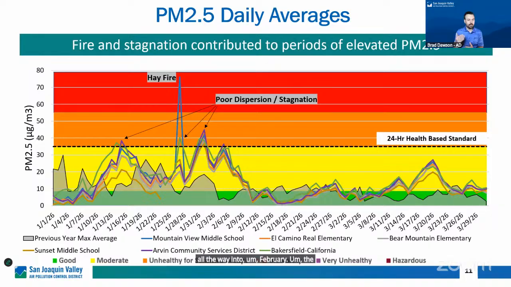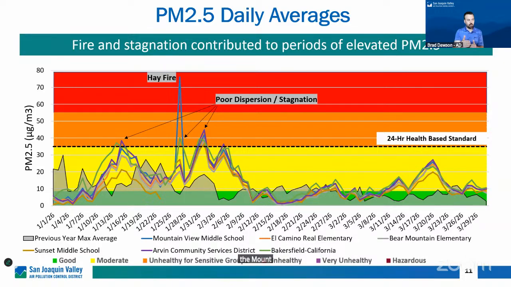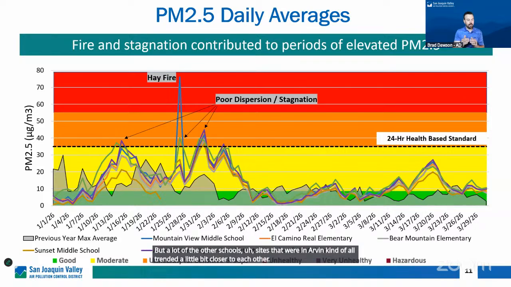The hay fire was on the 27th, and that was the one big peak. Other sites, such as some of the air monitoring sites for the regulatory network located in Bakersfield, were actually impacted more than the sites that we had developed for the Arvin Lamont community, just due to the local weather patterns. It was kind of pushing the smoke different ways. That's why you see the Mountain View Middle School being so affected, but a lot of the other school sites in Arvin all trended a little bit closer to each other. And that was a big outlier.